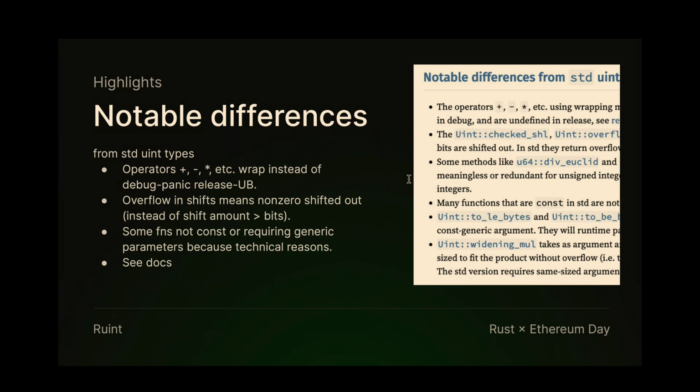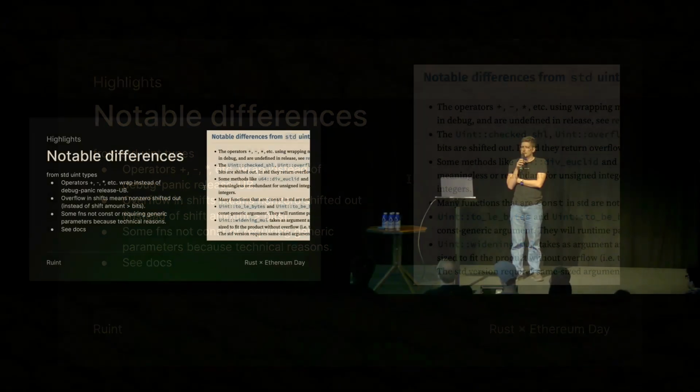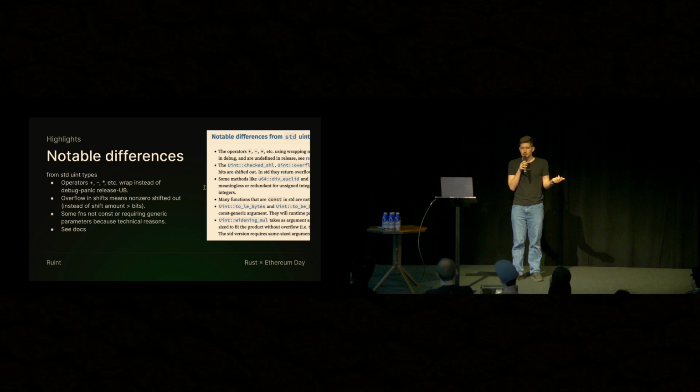The other thing is that shifts in Rust are a little bit awkward because if you give it a shift amount that is larger than the type itself, it's also undefined behavior. We don't want that.